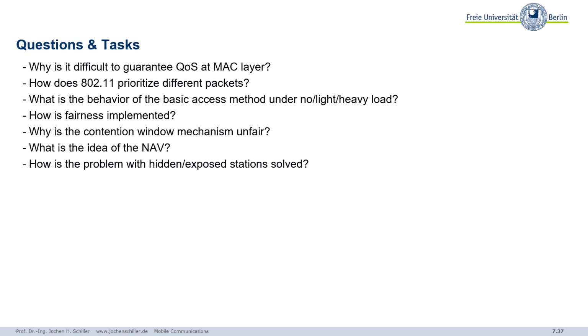We looked at the basic access method. What happens under no load, light load, heavy load, what are the advantages and disadvantages? How is at least some fairness implemented? And why is the contention window mechanism not really that fair? What is the idea behind the network allocation vector, NAV? And how does .11 solve the problem with hidden and exposed terminals, or stations in the terminology of .11?